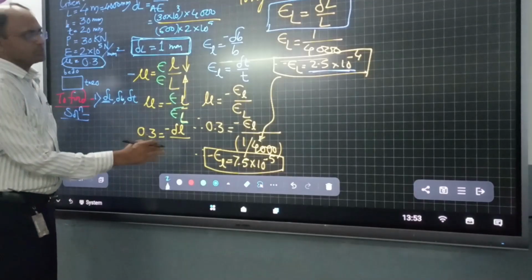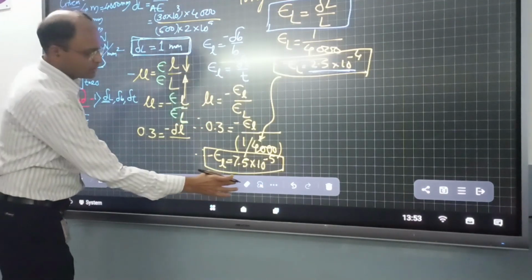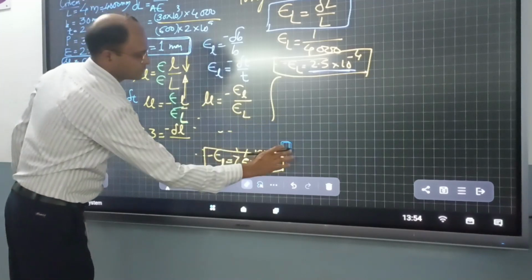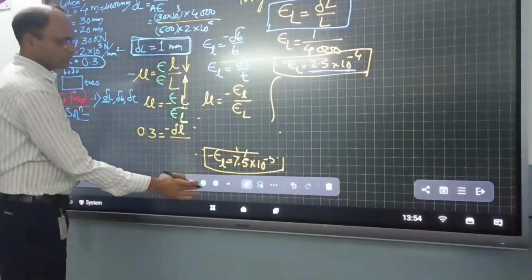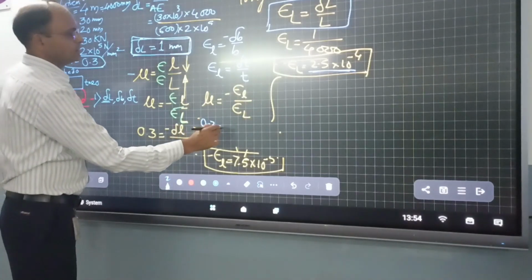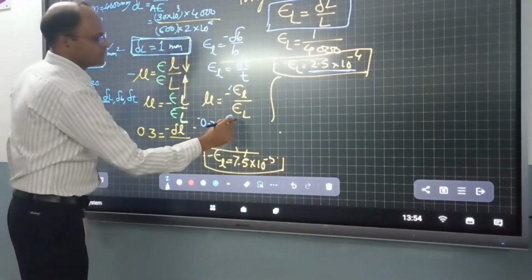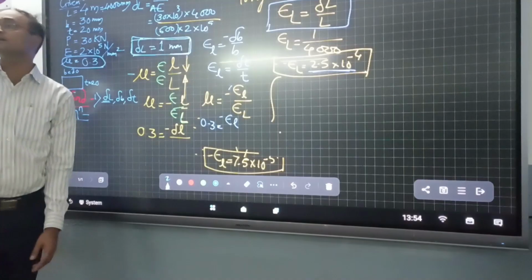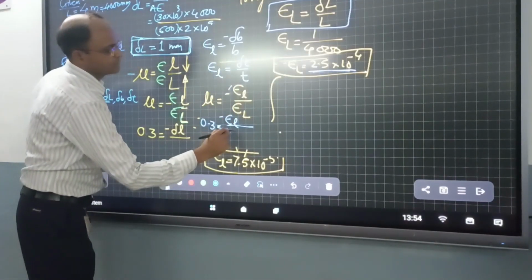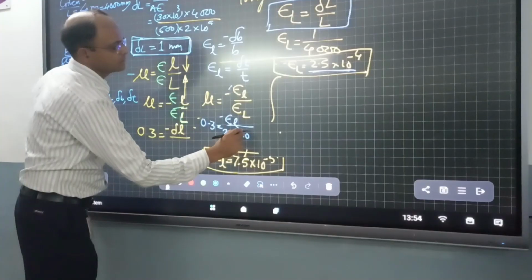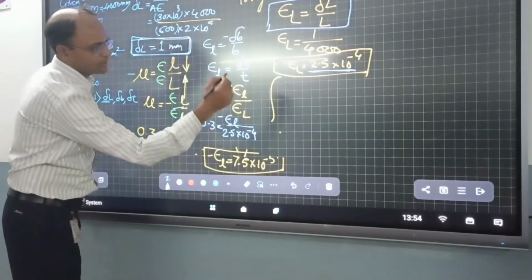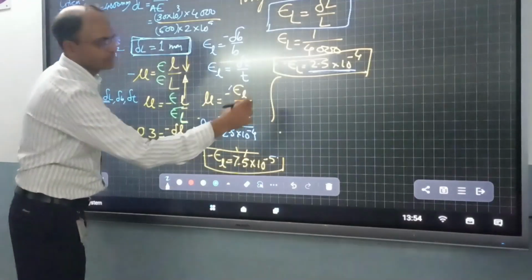Okay. Now after this we can calculate this value. Let's just simplify it again. So mu, value of mu, 0.3, is equal to epsilon small l, that is lateral strain we have to calculate, upon longitudinal strain, 2.5 into 10 raised to minus 4. By calculation we get epsilon small l is equal to 7.5 into 10 raised to minus 5.